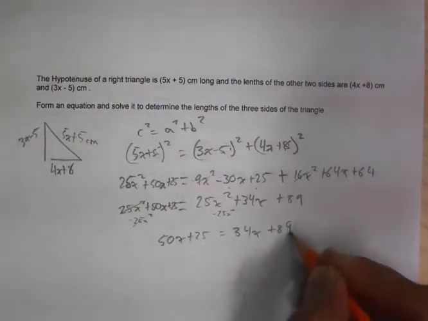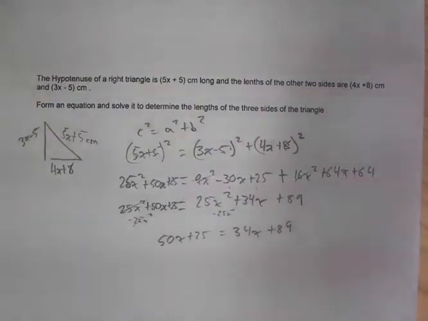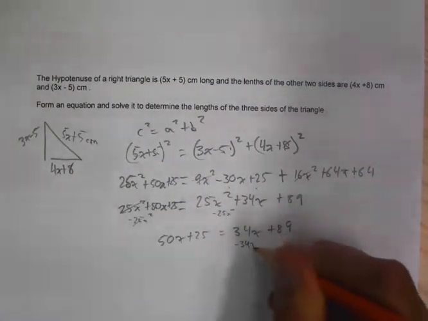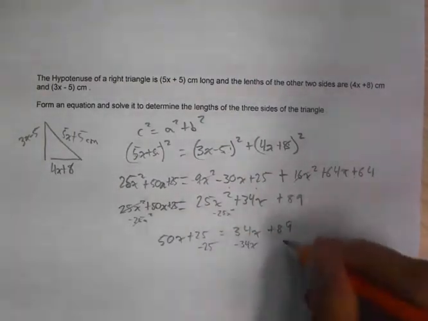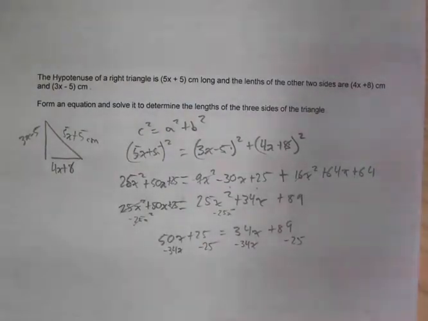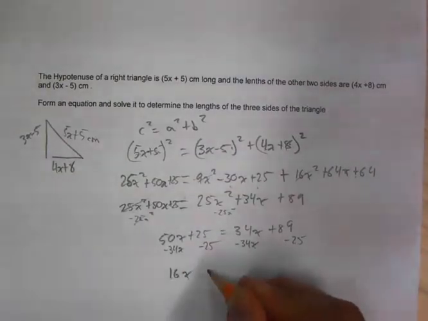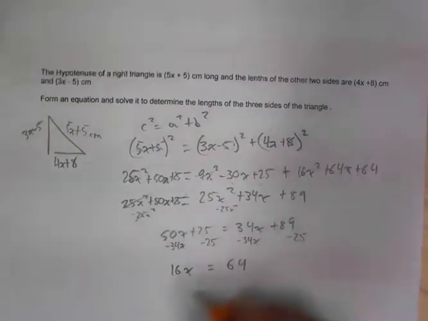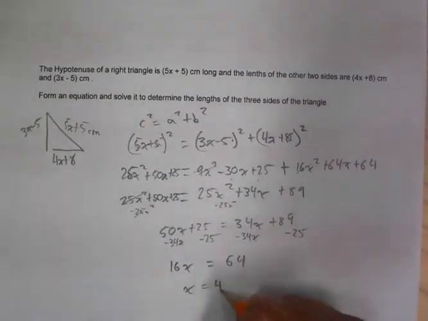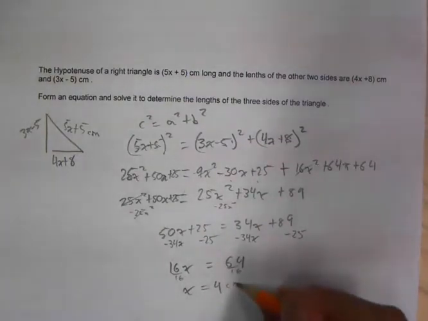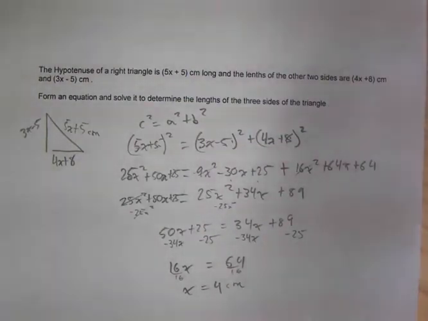Now I look at this. What else can I do? I want x's on one side, so I'm going to put all my x's on this side. So I'm going to minus 34x and minus 25, minus 25, minus 34x. So I'm going to end up getting now 16x is equal to, this is going to be 25, 64. So then x is equal to 4. I divide both sides by 16. So now I know that x is equal to 4 centimeters.